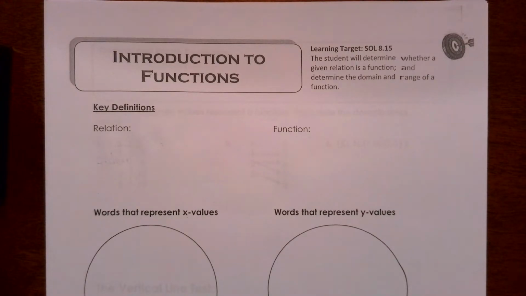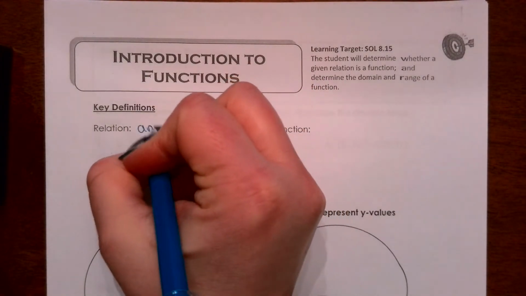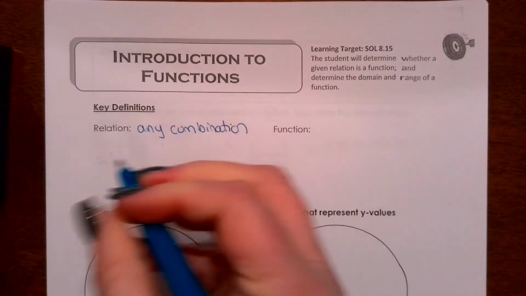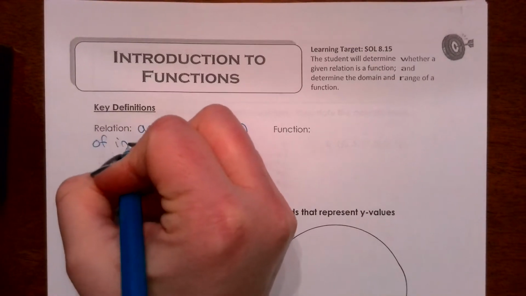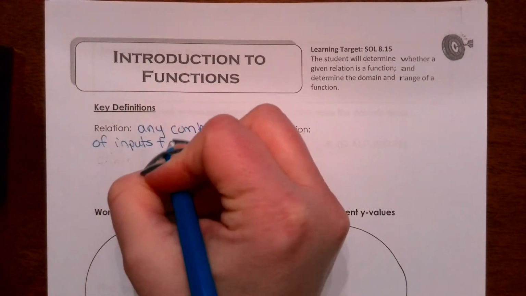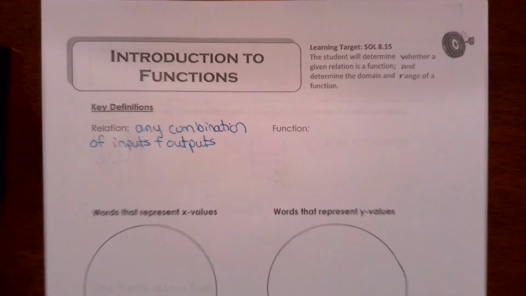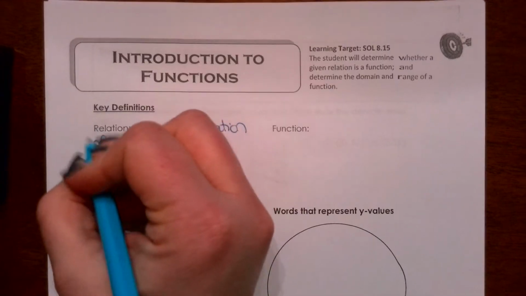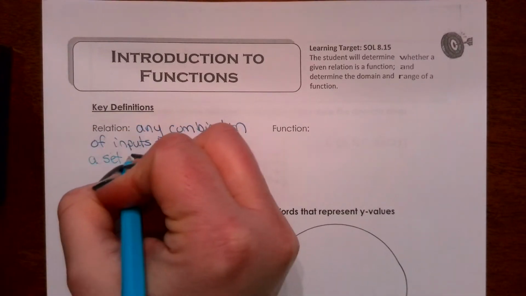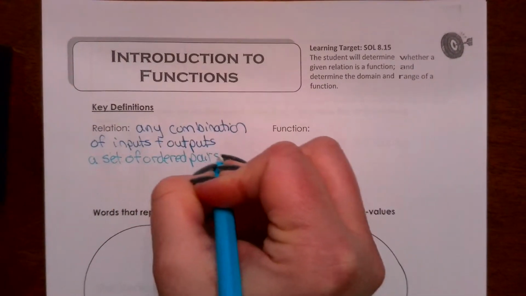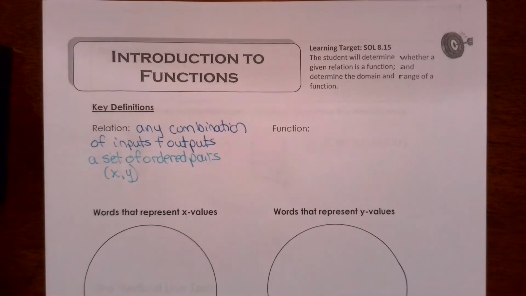So let's talk about some key definitions. First key definition is a relation. A relation is any combination of inputs and outputs. I also like to think of a relation as a set of ordered pairs. And if you remember, ordered pairs have an X and a Y. So 1, 2, 3, ordered pairs.